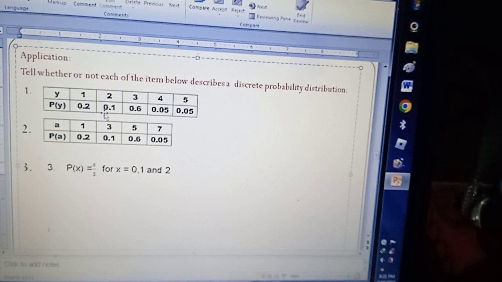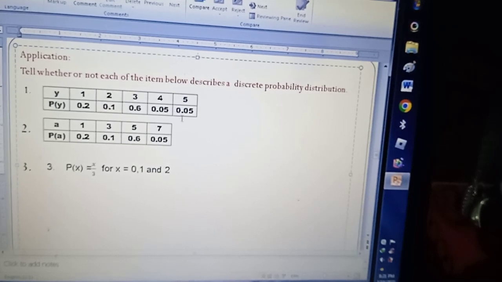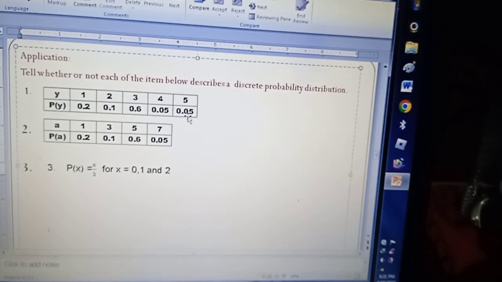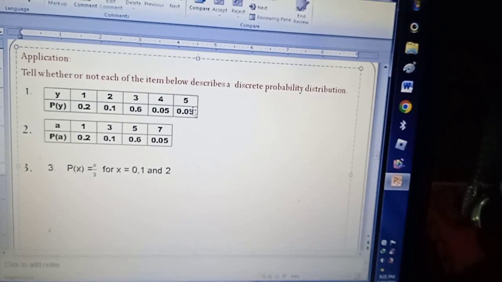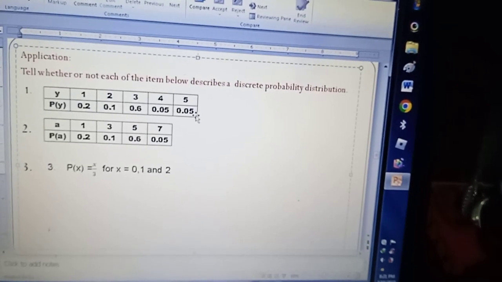So, 0.2 plus 0.1 is 0.3. 0.3 plus 0.6 is 0.9. 0.9 plus 0.05 is 0.95. And 0.95 plus 0.05 is 1. Therefore, this first table is a table of discrete probability distribution. The second one, now.